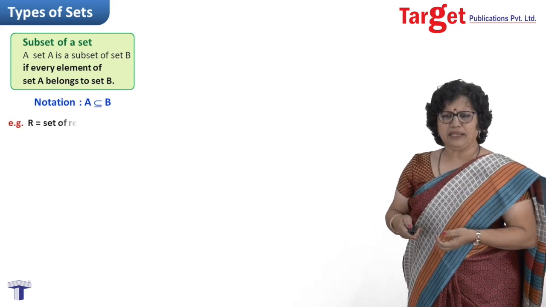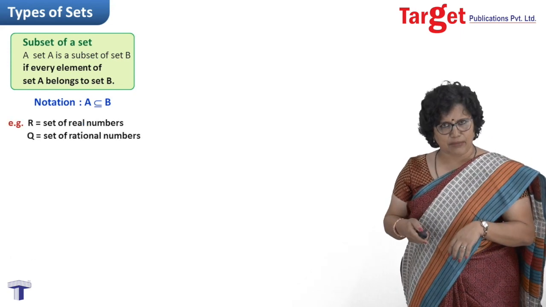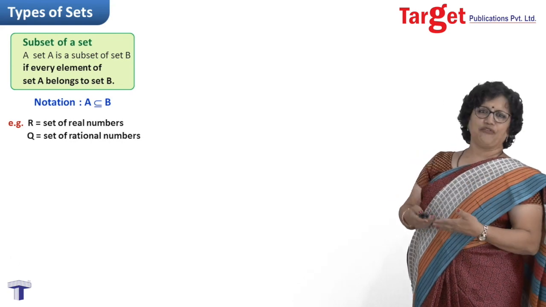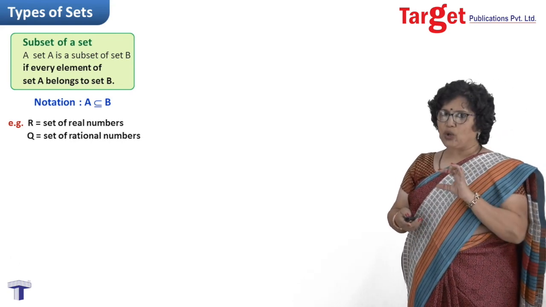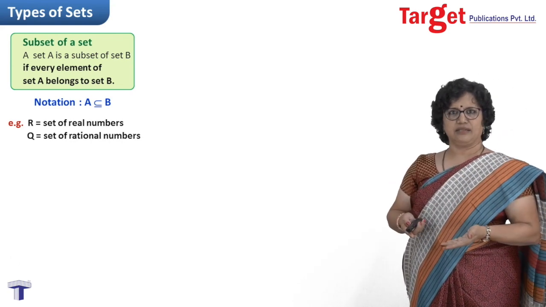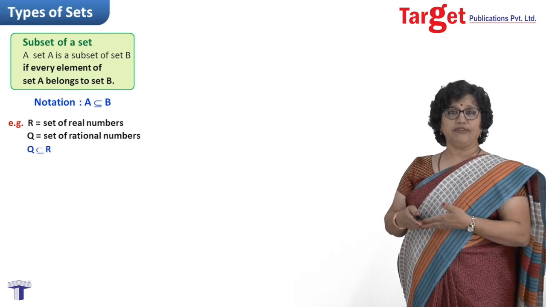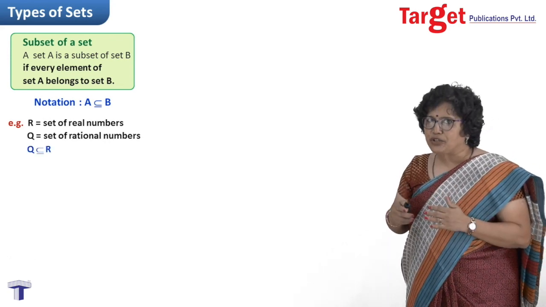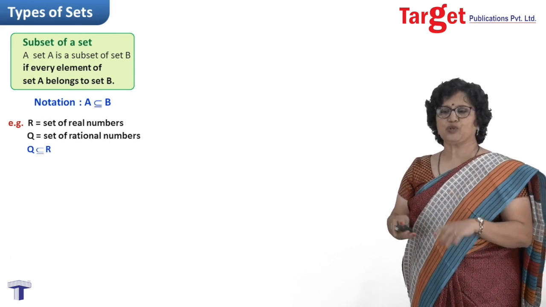Let us take some example. If I have the set of real numbers, capital R, and the set of rational numbers, now we know all the rational numbers are real numbers. So I will say Q is a subset of R. I hope everybody understood the notation and the example also.